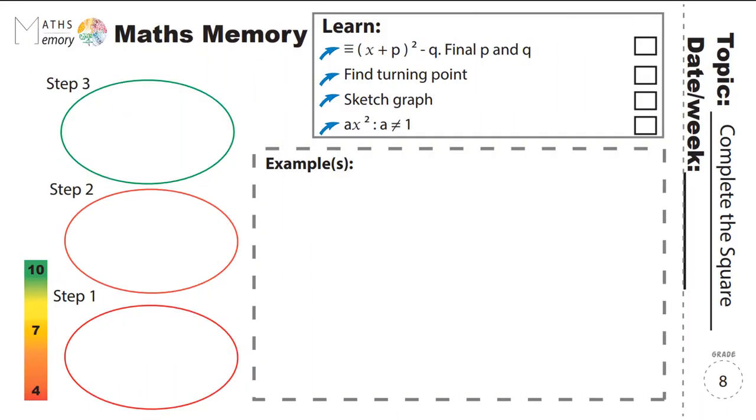Welcome to Maths Memory, and this is a gold tier topic: complete the square. It's grade 8 and is found on higher level papers. So let's get a card and write the following templates. We're very used to that now, and let's go through these learning objectives in turn.